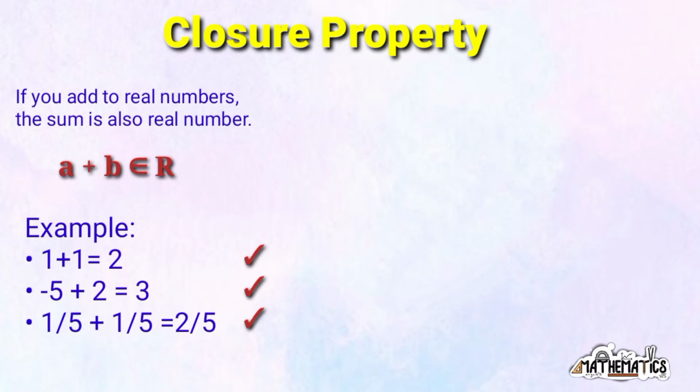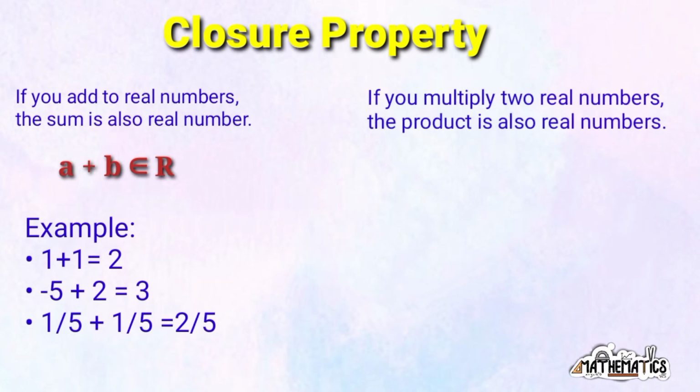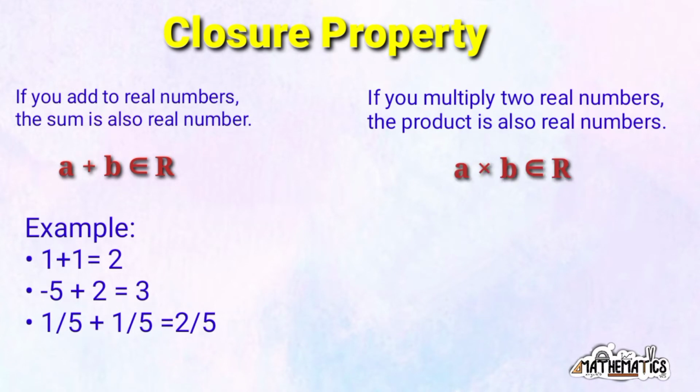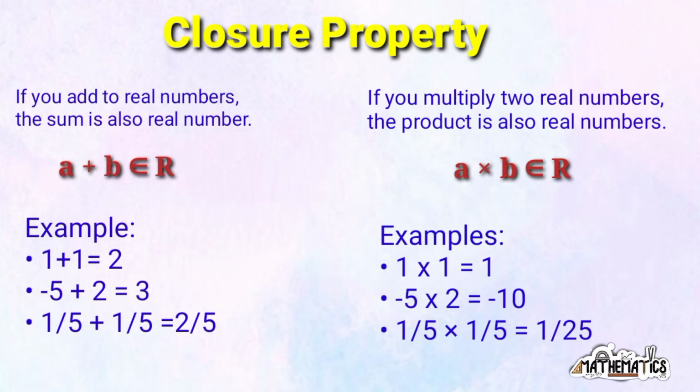Aside from having the closure property in addition, we also have the closure property in multiplication. It says that if you multiply 2 real numbers, the product is also a real number. It means a times b is an element of the real numbers. Example, 1 times 1 is equal to 1. Since 1 is a real number and if you multiply it by itself, it will be equal to 1, which is also a real number.